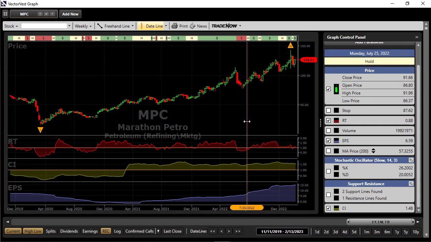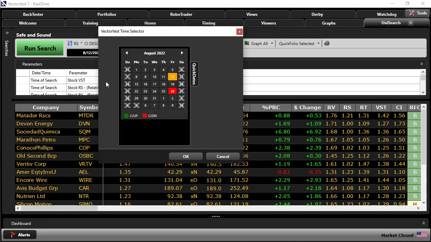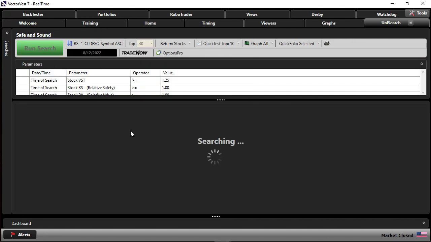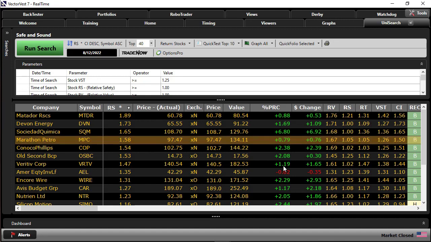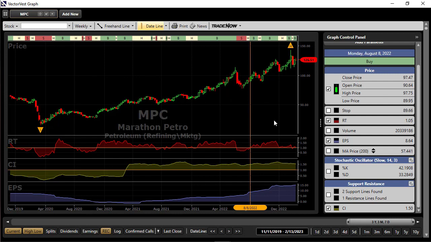Very similar, folks, to this area right here. If I were to run this same search on August 8th, I would find MPC. So let's do that. I'm going to go to the end of that week, August 12th. Looks like the crossover happened on the 8th, but we'll go to the end of the week on August 12th. Run the search. There's Marathon Petro right there. So it found it during the week of the 8th, right at the end of the week. So your entry is the following week.